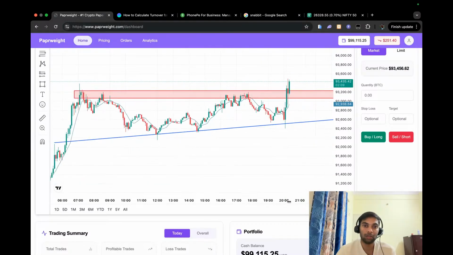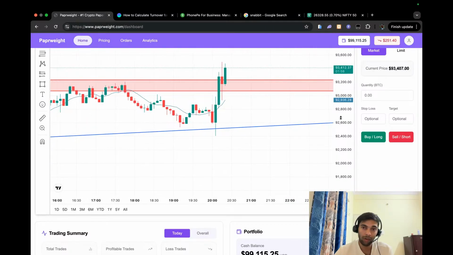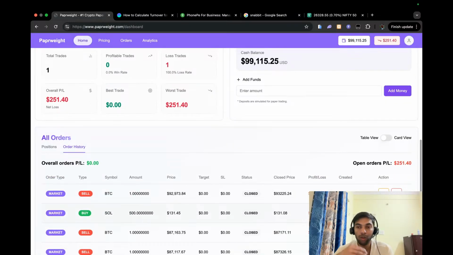So this is the mistake, and I have done the mistake, guys. I don't know why I took this trade. This is a FOMO, so don't do it. And realizing your mistake is one of the most important things, because you are not here to prove to someone how good or how bad you are.